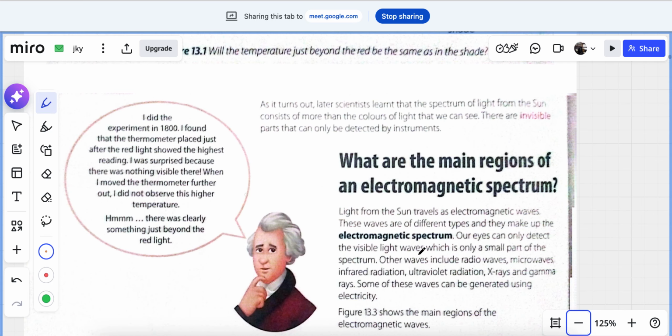Okay, now that's for that. Let's move on quickly. EM waves travel at high speed in a vacuum. We know that, right? Electromagnetic waves travel at very high speed. We know the speed of light, right? We already know the speed of light.